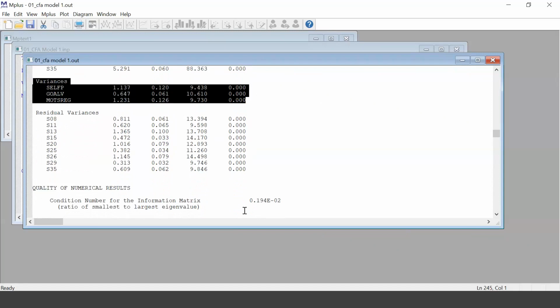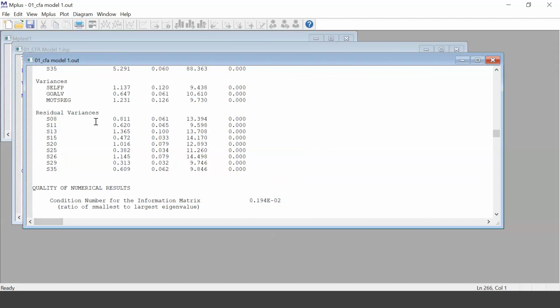So you can see that actually there's less variance in the goal valuation factor than there is in self-perceptions or motivation self-regulation. And that actually makes sense because earlier when I was pointing to those items that had really high means, those were all actually on the goal valuation factor. So people tend to answer those items much more similarly to each other. They mostly endorse those items with 5s, 6s and 7s. So you just don't get as much variance in that factor.